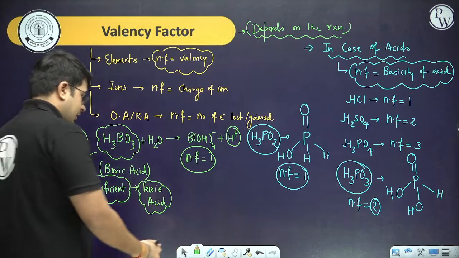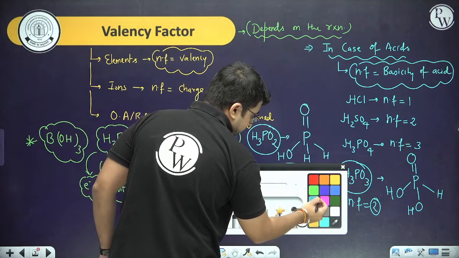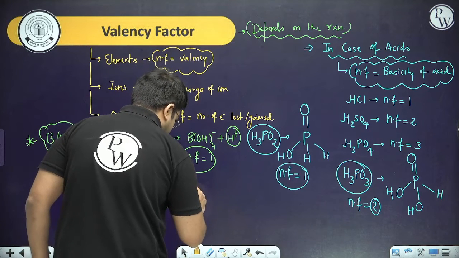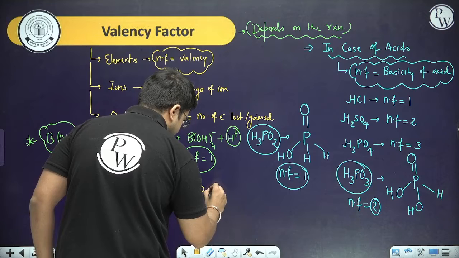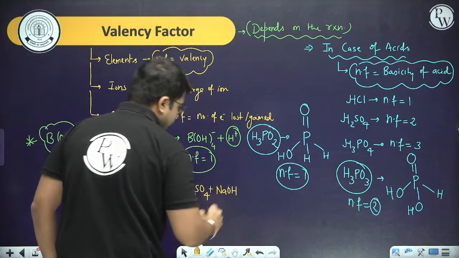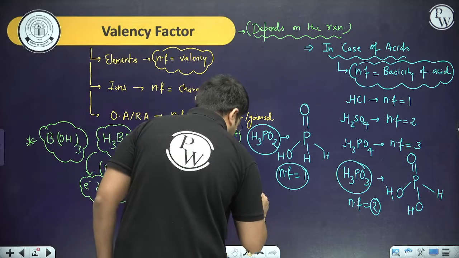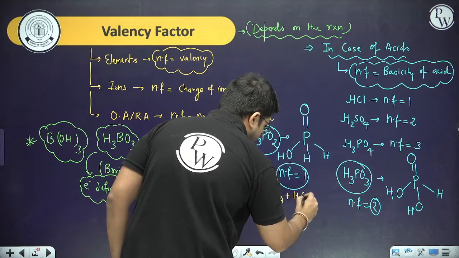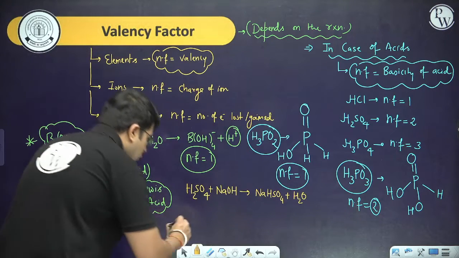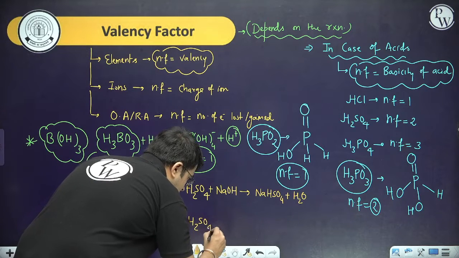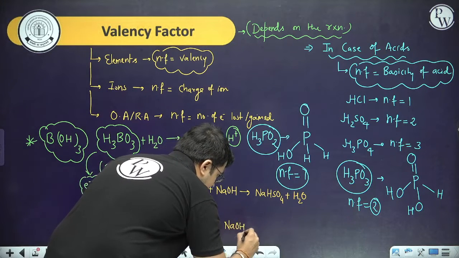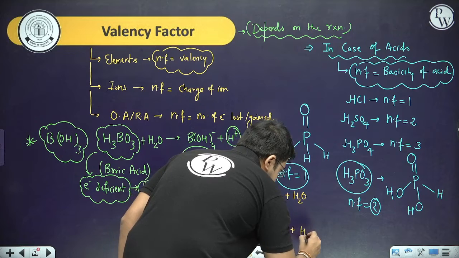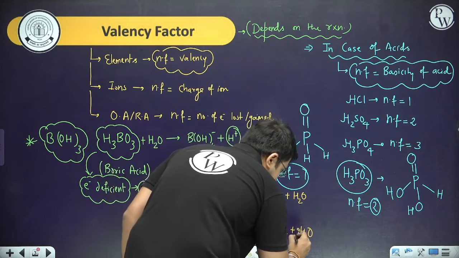So for example, let's say I'm using H2SO4 with NaOH, and in this reaction it's going to form NaHSO4 plus H2O. There is one more reaction, which is H2SO4 plus NaOH. It's going to form Na2SO4 plus H2O. If you balance this, that will be 2H2O only.